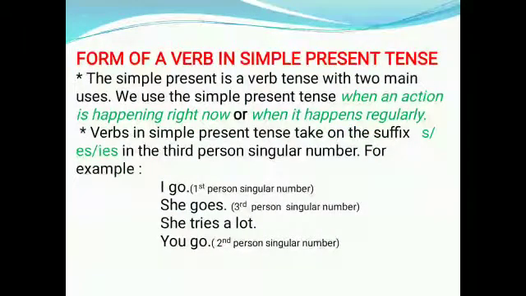Next, form of a verb in simple present tense. The simple present tense is a verb tense with two main uses. We use the simple present tense when an action is happening right now or when it happens regularly. Verbs in simple present tense take on the suffix s, es or ies in the third person singular number. For example, I go, this is first person singular number. She goes, third person singular number. And she tries a lot, this is also third person singular number. You go, this is second person singular number.